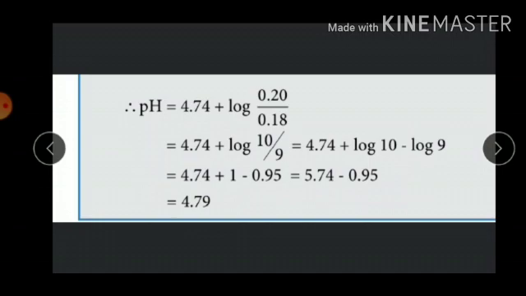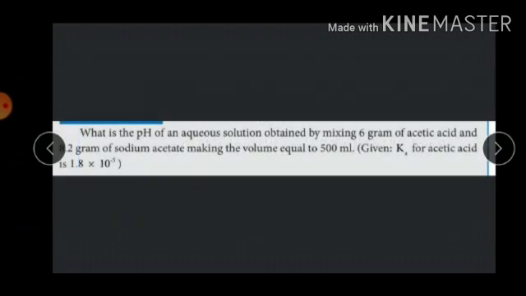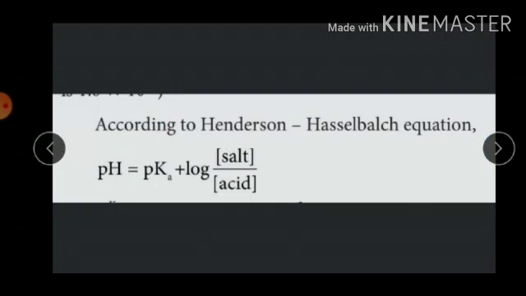We shall go for the next problem. What is the pH of an aqueous solution obtained by mixing 6 grams of acetic acid and 8.2 grams of sodium acetate, making the volume equal to 500 ml? Here also the given Ka value for acetic acid is 1.8 into 10 to the power minus 5. According to the Henderson-Hasselbalch equation, the pH value is equal to pKa plus log salt by acid.